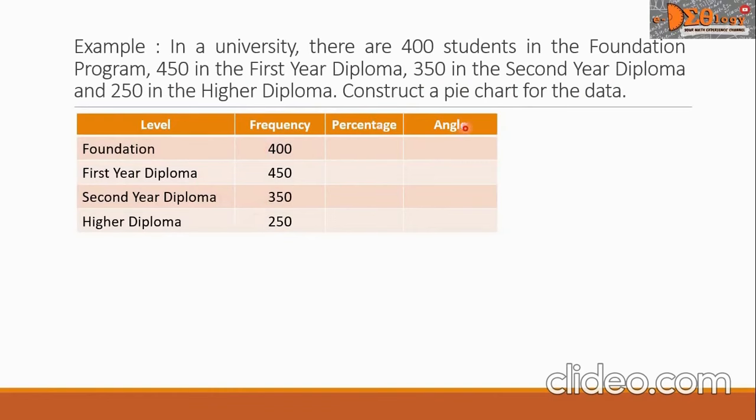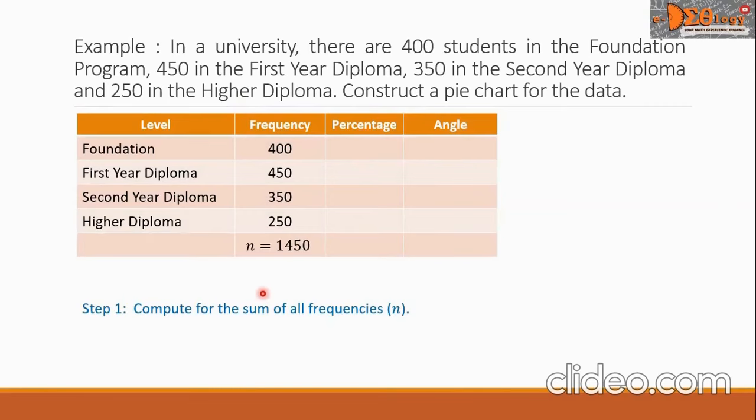There are two additional columns, namely percentage and angle, that we're going to fill in the blanks for these two columns. Let's go now to step 1, and that is to compute for the sum of all frequencies. Taking the summation of this column, we will have n equals 1450.